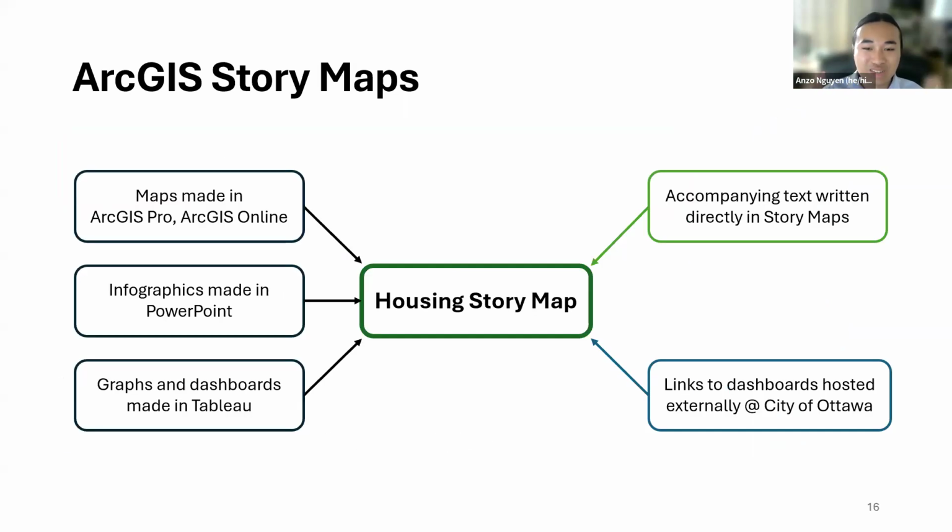So what we're showing here on this slide are sort of the ingredients that went into our story map. On the left side are the elements we created using other software and then embedded into the story map. So we have maps made in ArcGIS Pro, we had infographics and some other static graphics made in PowerPoint, and interactive graphs and dashboards that we made in Tableau Desktop. We also linked to some externally hosted dashboards and infographics that the City of Ottawa already created using housing data that they had access to, so we could leverage resources already available with our partners. And finally, within the story map, we wrote accompanying text that would provide the overarching narrative and highlight key data.